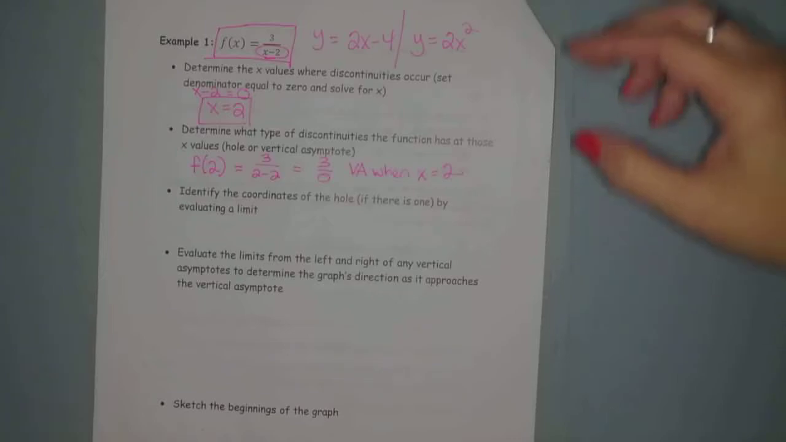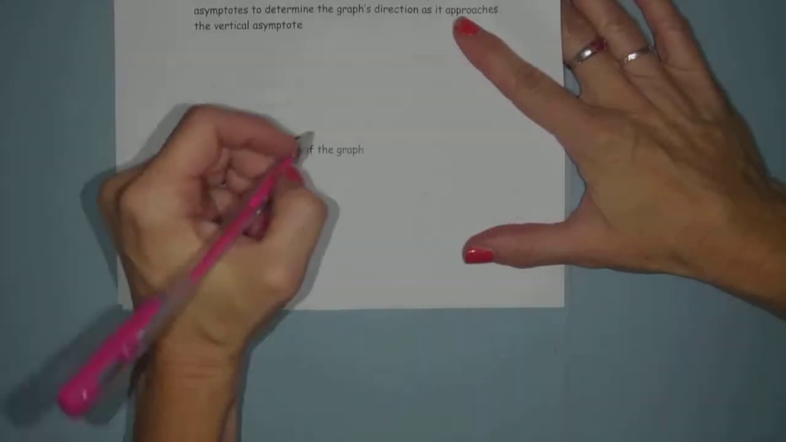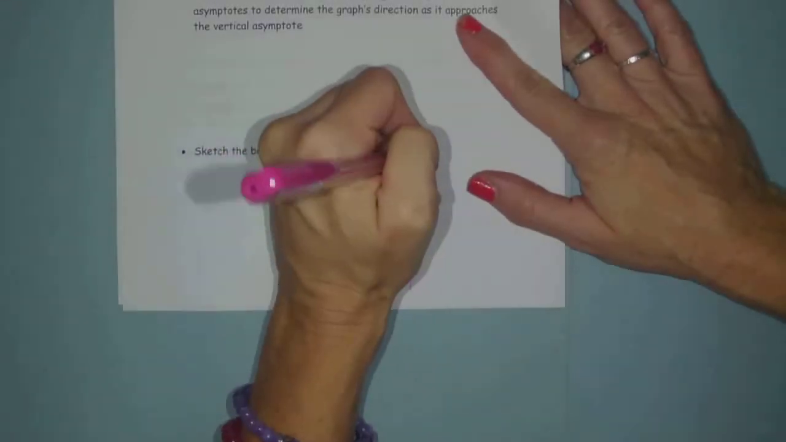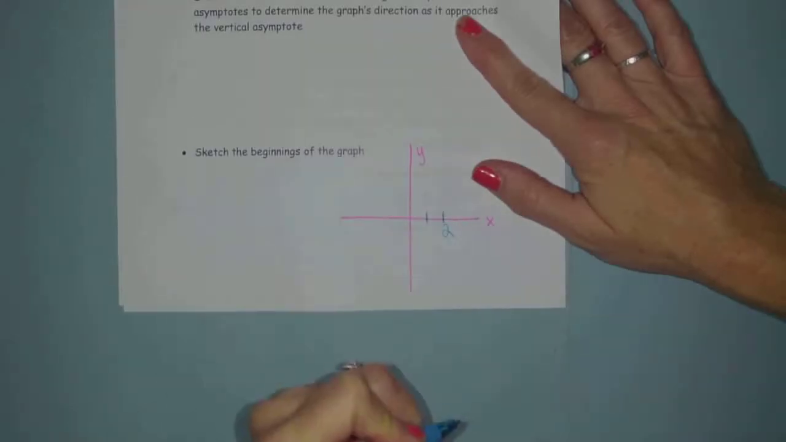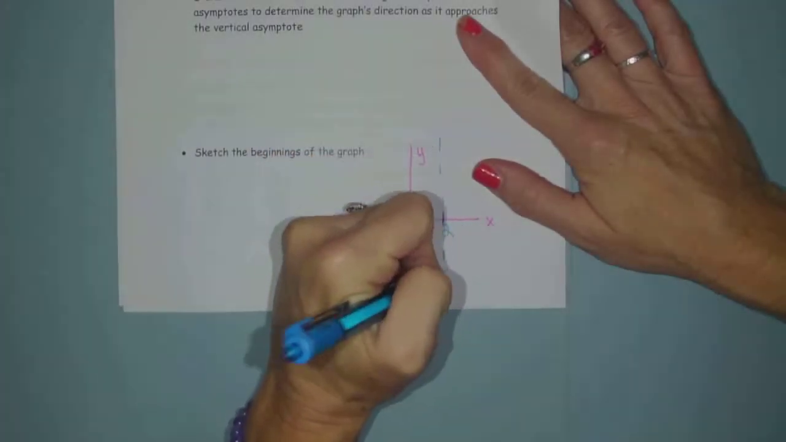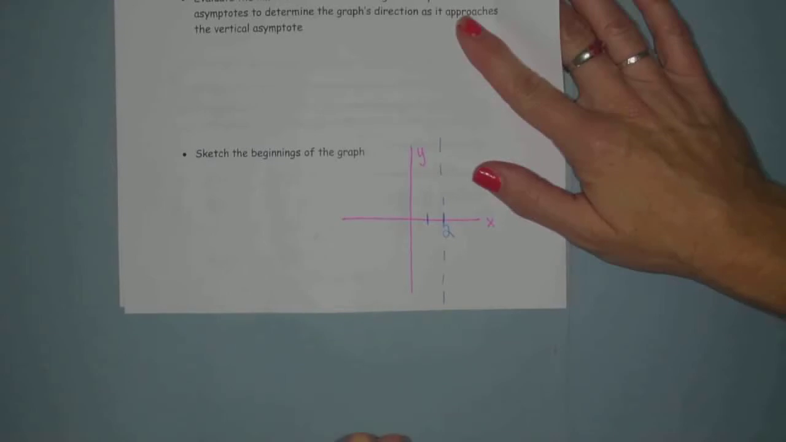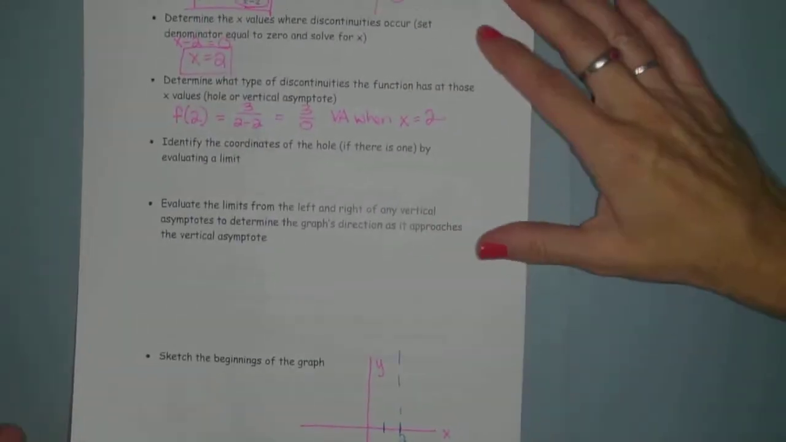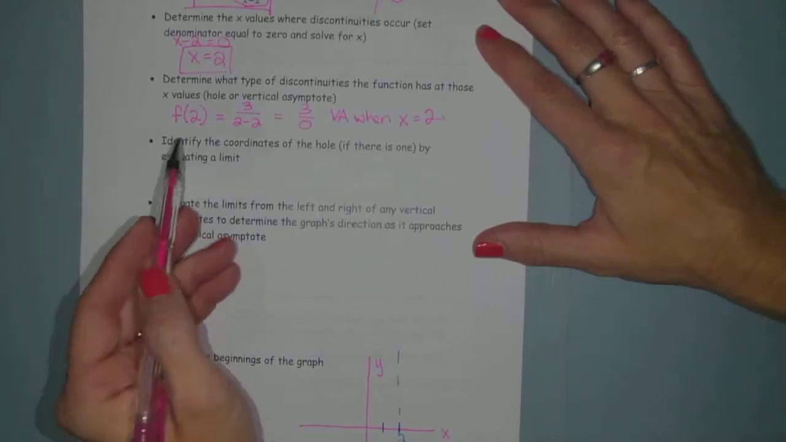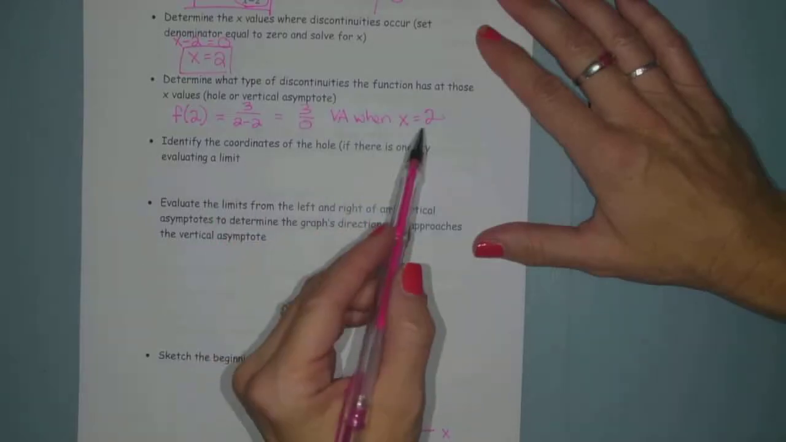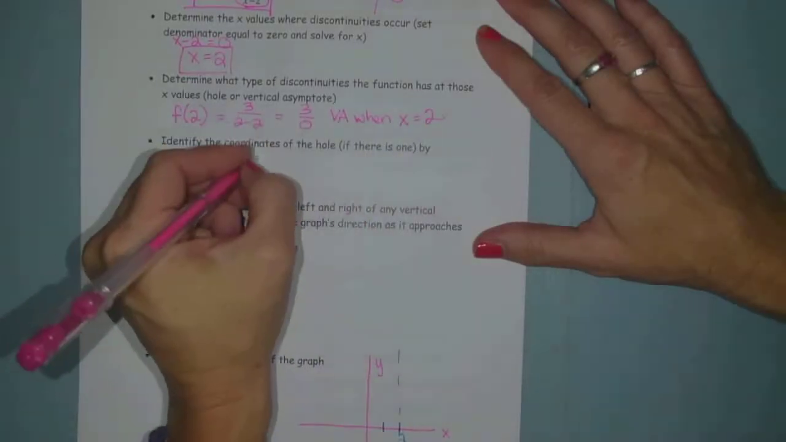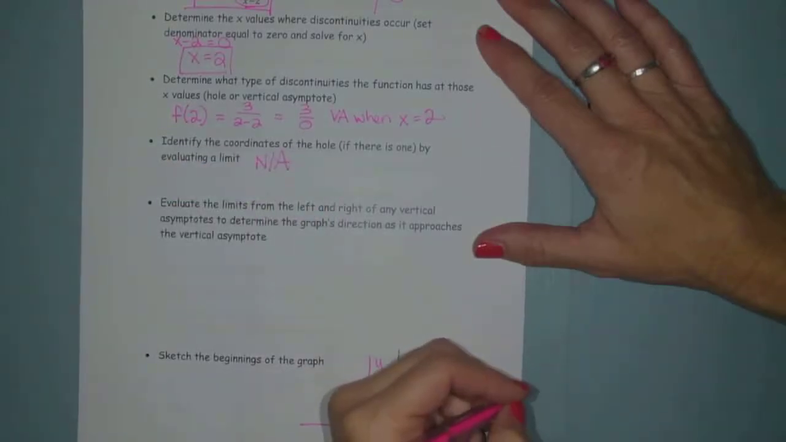Okay? So I'm going to actually jump ahead here. Let's go down to the last bullet. It says sketch the beginnings of the graph. What I want you to do here is, let's start. Draw your y-axis. Draw your x-axis. And let's put 2 on here. X equals 2. 1, 2. Boom. And let's draw a vertical asymptote there. That's our hiccup. Something undefined at x equals 2. All right. Now, we go on to our next bullet. Identify the coordinates of the hole, if there is one, by evaluating a limit. Well, we don't have a hole. We have a vertical asymptote. So I'm just going to do NA for not applicable.